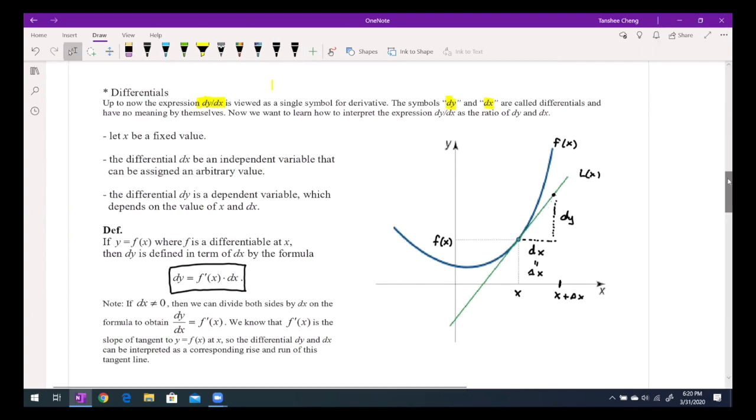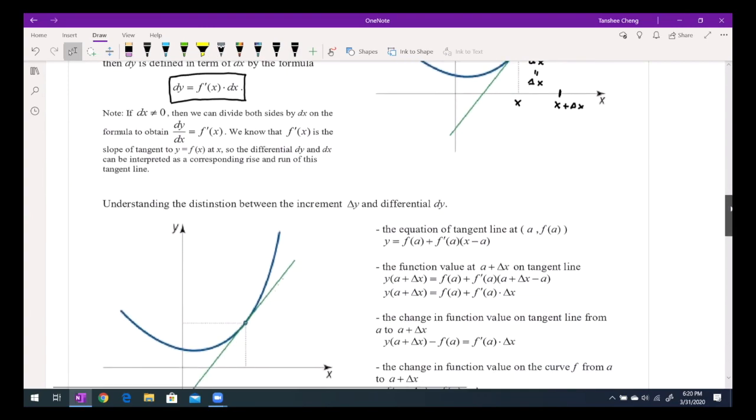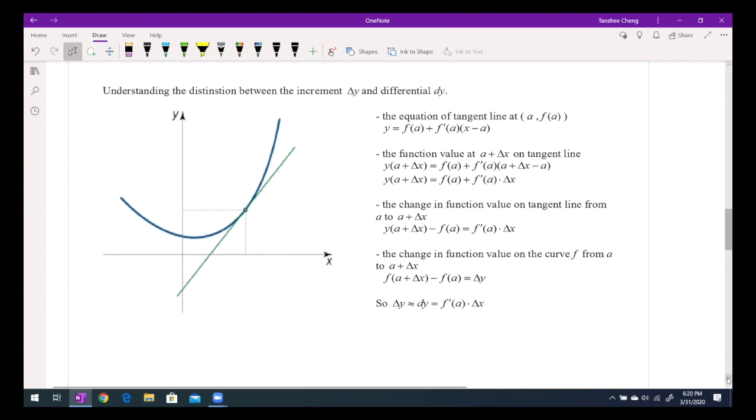Continuing this, the next thing is understanding the distinction between delta y and dy, the differential of y. What are the differences? That's what we want to look at.